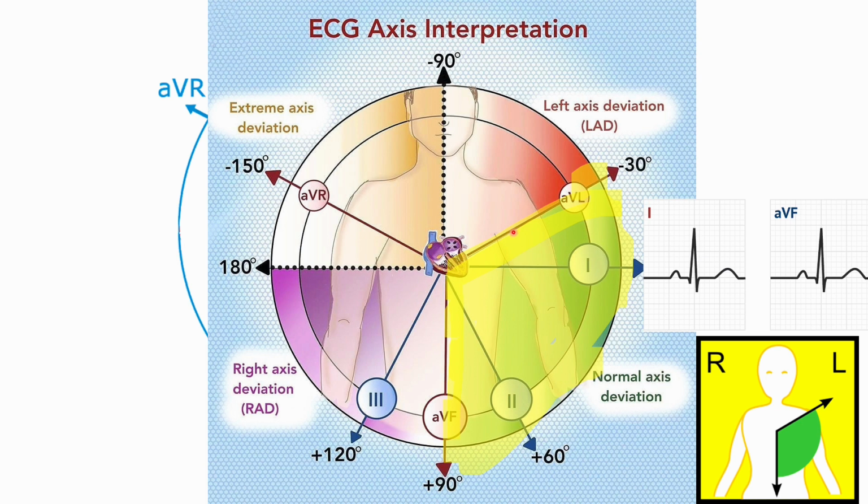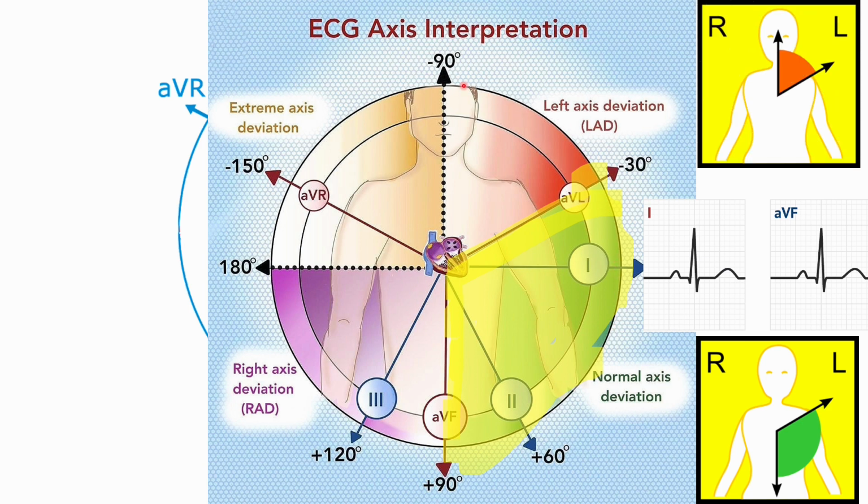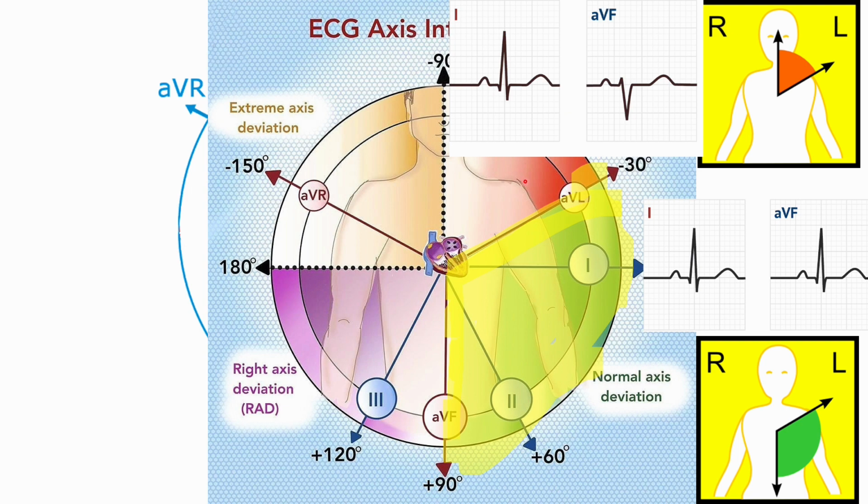Rather, if the axis of the heart is deviated to the left, as you can see here, it means that lead 1 will still remain positive, but here, because I'm away from lead AVF, it's gonna be negative. You can see here negative 90 instead of positive 90, because I'm moving to the left.